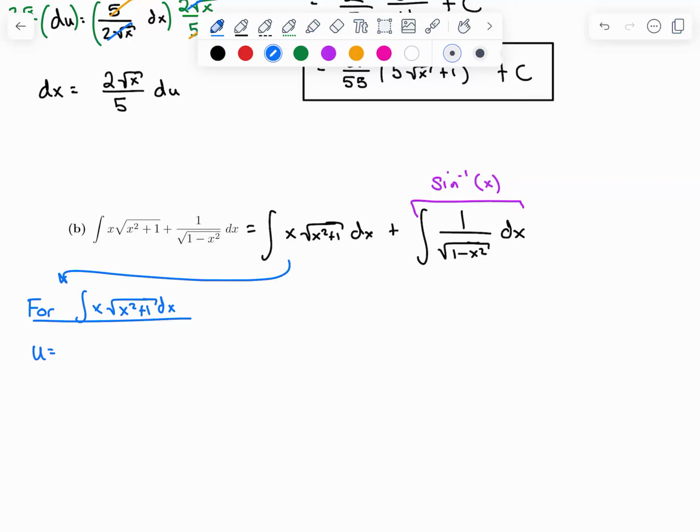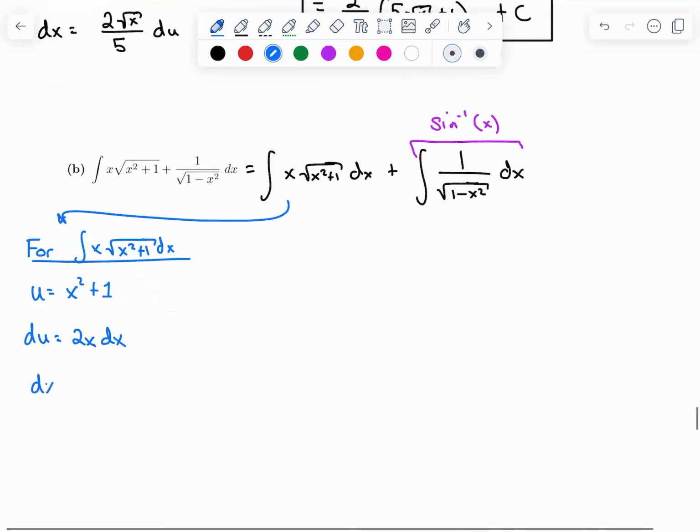X squared plus 1. That's the right choice. Don't worry if you're not there yet. This takes time to find out what the right choice is. So then du will equal 2x dx, which means that dx, if you solve for it, would be 1 over 2x du.